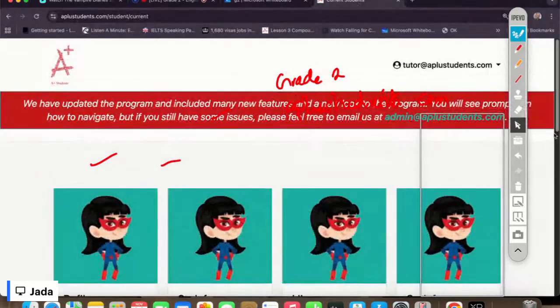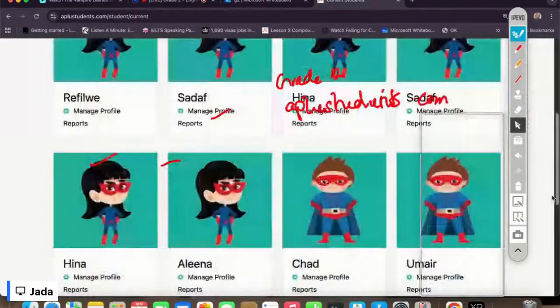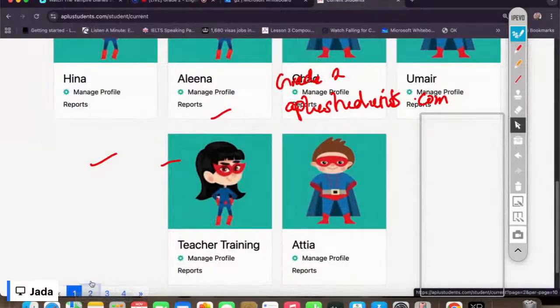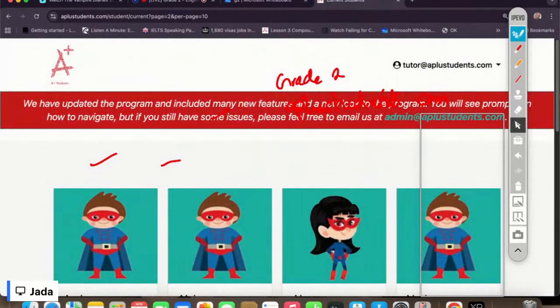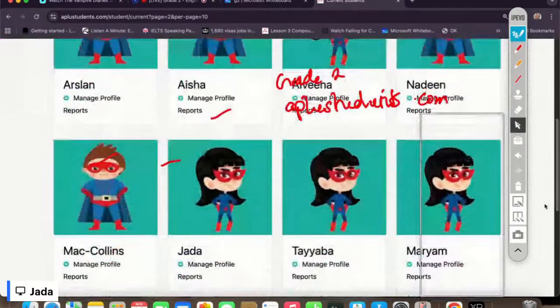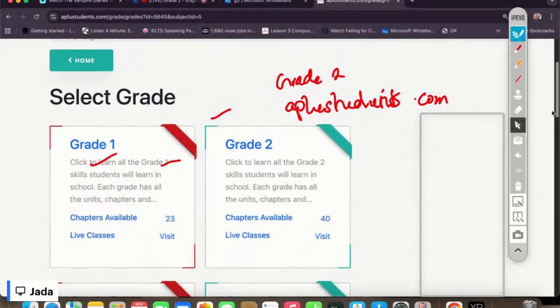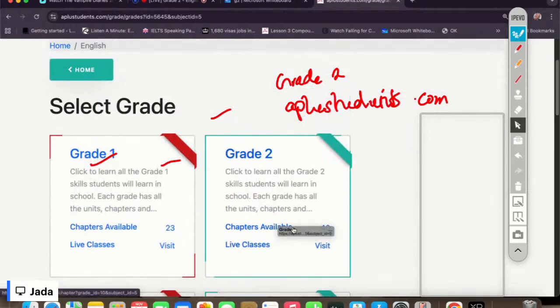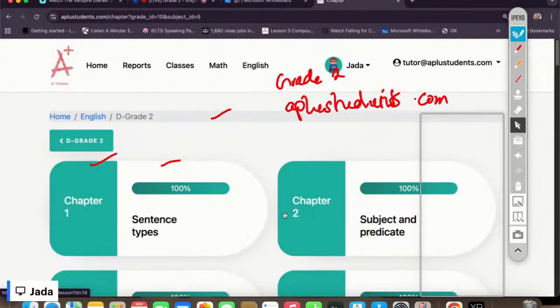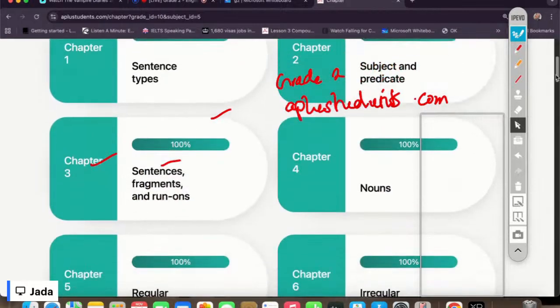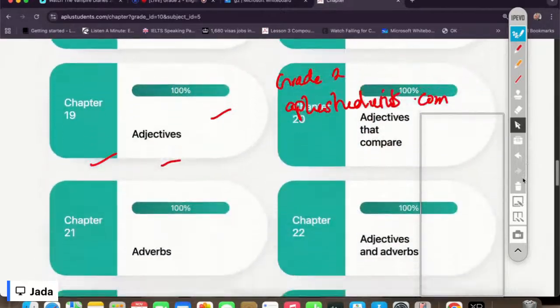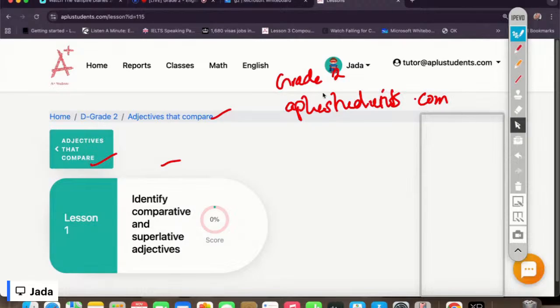Alright, so let's go through logging in. First, you have to log in using the aplusstudent.com, like I've said, and then you just look through here. You would find your name, and you click on your name. Then you go to English, which is language arts, and you can see all the grades. Then you have the chapters available. We have different chapters under the grade 2, and you just scroll down until you can find adjectives that compare. Under that you would see the lesson identify comparative and superlative adjectives.